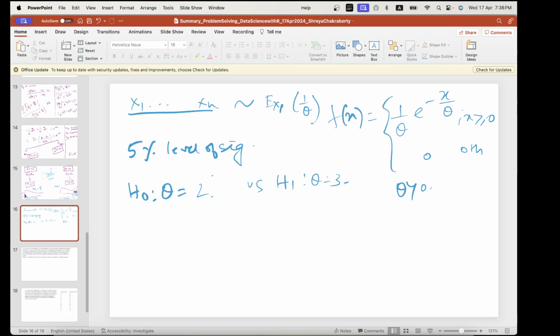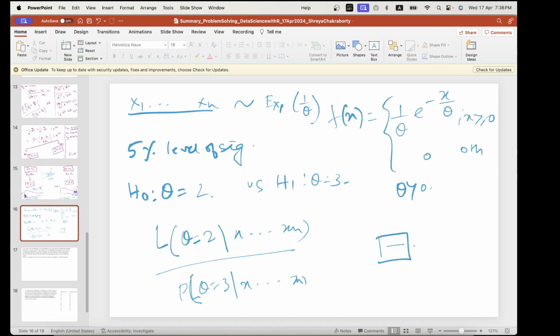What are you going to do? You are going to write the likelihood of theta equal to 2 given x1 to xn, and then the likelihood of theta equal to 3 given x1 to xn. Putting the values of 2 and 3 in the joint PDF, you would have some ratio that is greater than C. It might come out as x bar greater than 3 by 2, something like that. So let us just solve this and then we'll see.